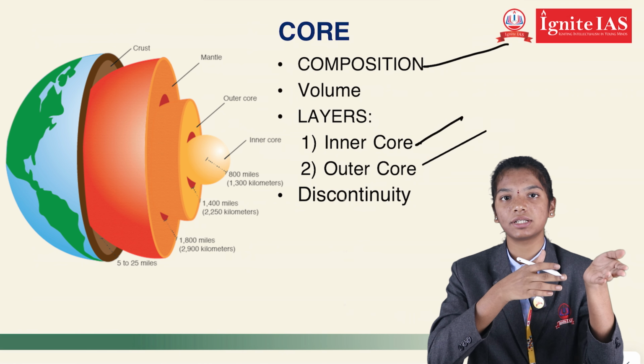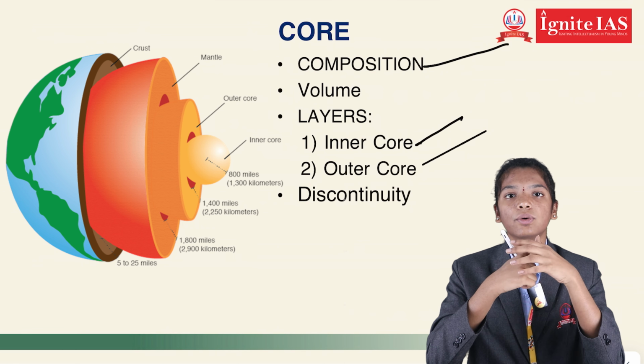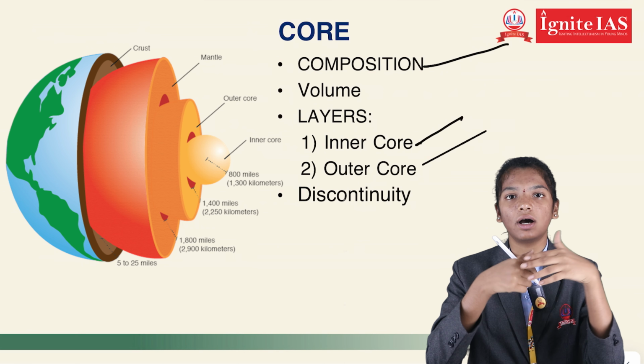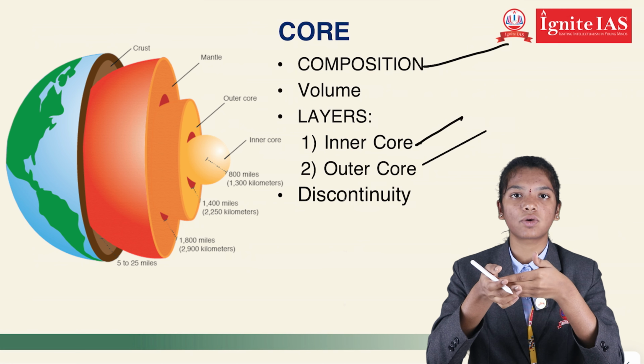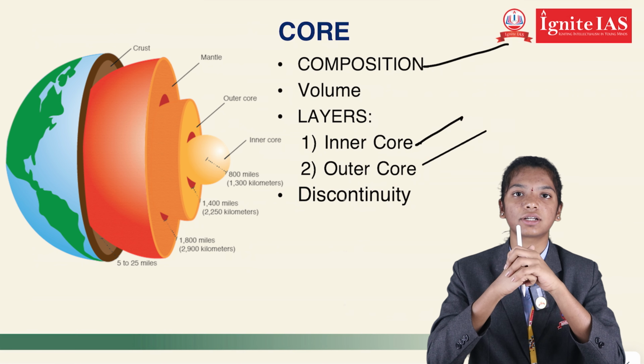The discontinuity present between inner core and outer core is the Lehmann discontinuity. Core is largely composed of iron and nickel, hence this layer is called the Nife layer. So this is about core and this is the interior structure of the earth.